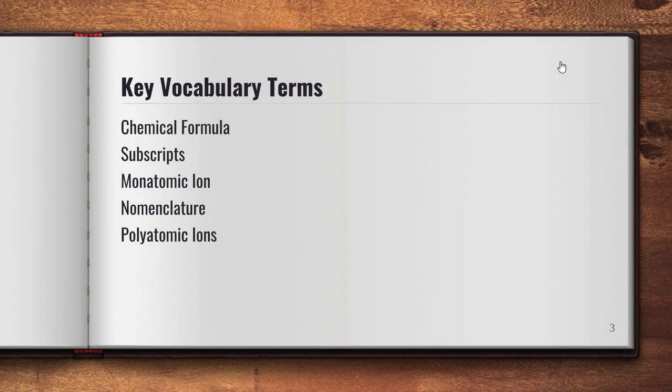But before we get started, we're going to talk about some key vocab terms here, that being chemical formula. We'll talk a little bit about subscripts, monatomic ions, the term nomenclature, as well as polyatomic ions.